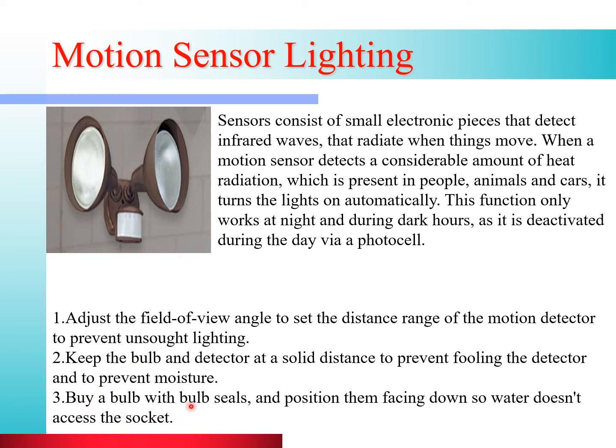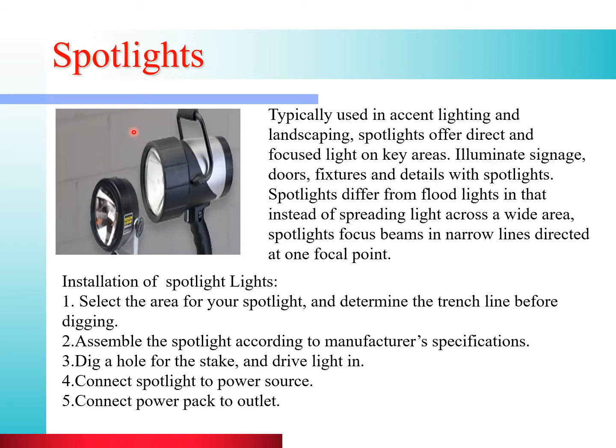Third, buy a bulb with a bulb seal and position them facing down so water doesn't access the socket. You have to install the bulb in such a way that it will be tilted from the vertical wall so that water droplets or water don't enter the bulb. So these are the installation steps of the motion sensor lighting. Here we will see the spotlights.